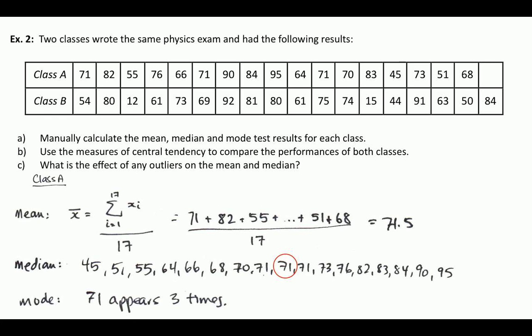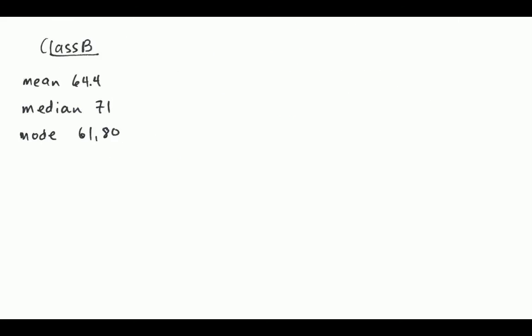All right, so now class B. And these are the values that we got. At this point, maybe press pause and try to work out these values yourself. If you're not interested in doing that, then we'll just continue right on, but this would be a good time for you to try your hand. It turns out with class B there are 2 modes, 61 and 80. The median is 71 and the mean is 64.4.